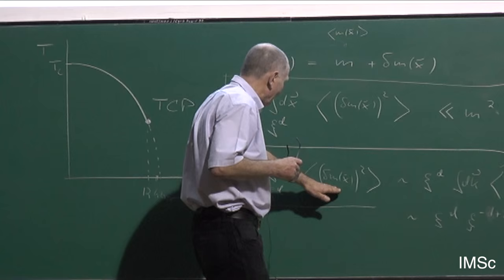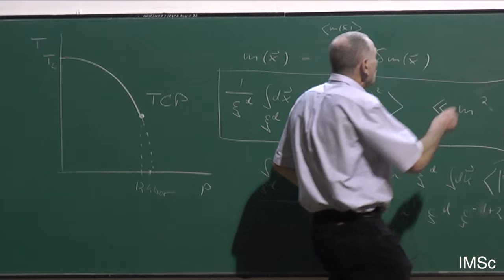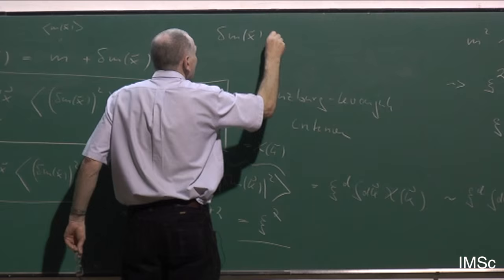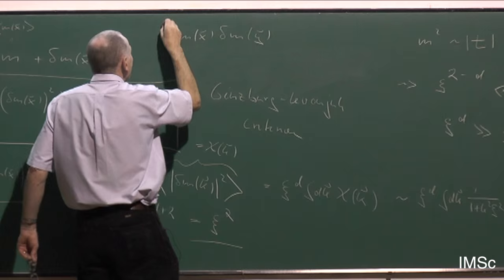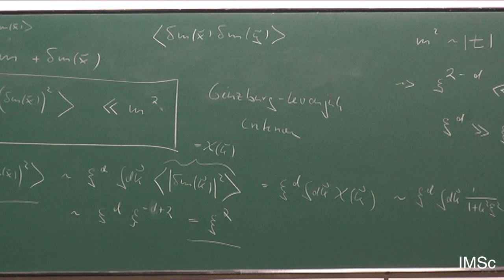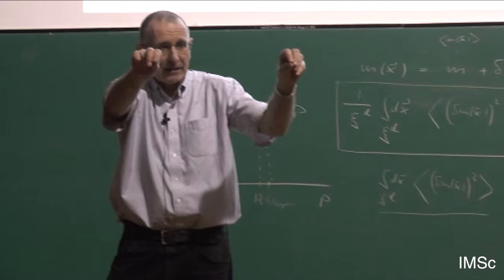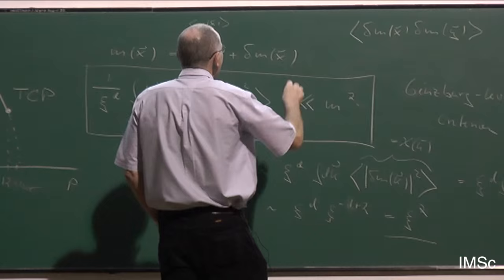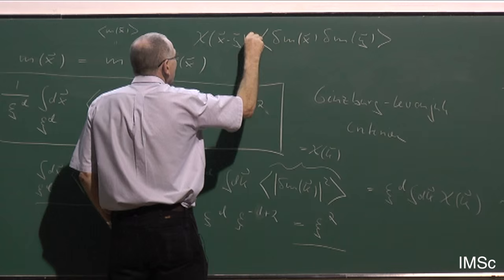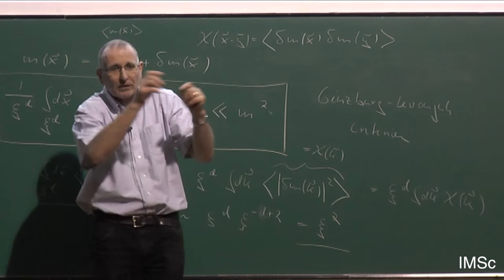let's go to this expression here. So we look at delta m of x squared averaged. Let's look at a somewhat more complicated object. Let's look at delta m of x, delta m of y, and average that. So that's the magnetization fluctuation at some point times the magnetization fluctuation at another point, and that averaged. That is the correlation function we would call chi of x minus y, because once we average, on average it can depend only on the distance between the two positions. Okay? It can't depend on the positions themselves.